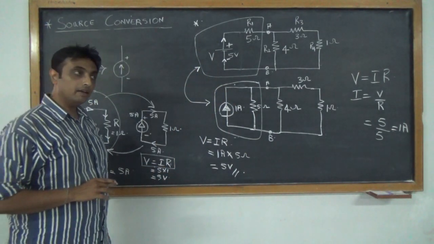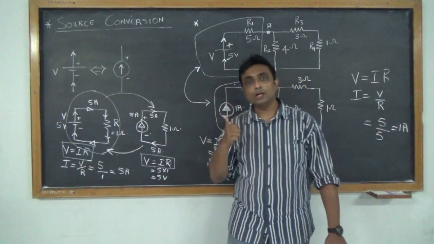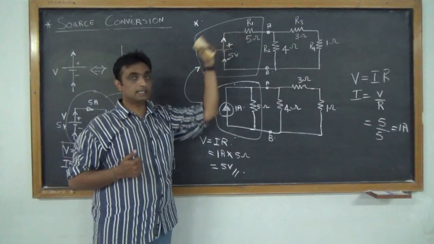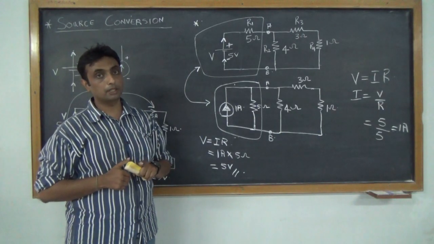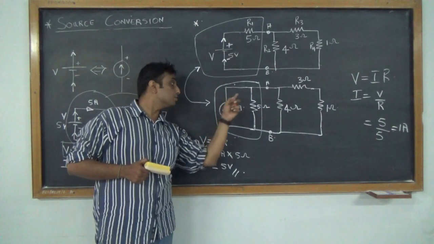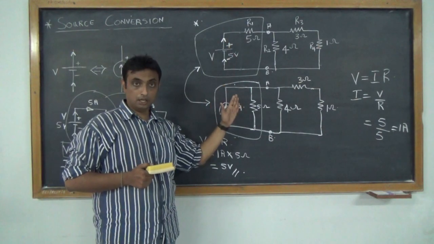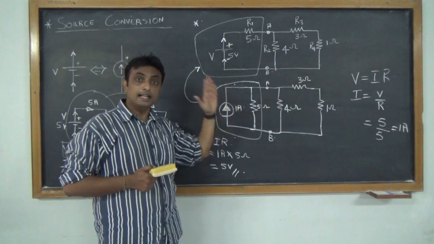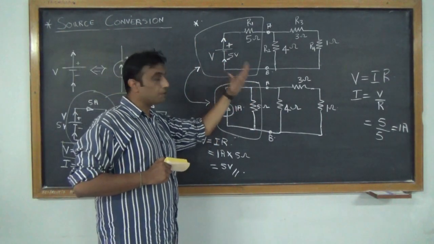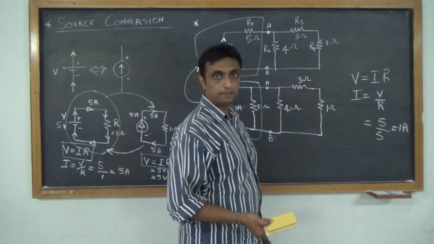So if you are converting from a voltage source to a current source, the first point to remember is your voltage source should be in series with a resistor, which is this. Only then is this conversion possible. And if you are converting from a current source to a voltage source, my current source should be in parallel with the resistor. Only when these two things are satisfied is source conversion possible. If they are not satisfied, then we cannot use source conversion. Then we go for a method known as the superposition theorem.